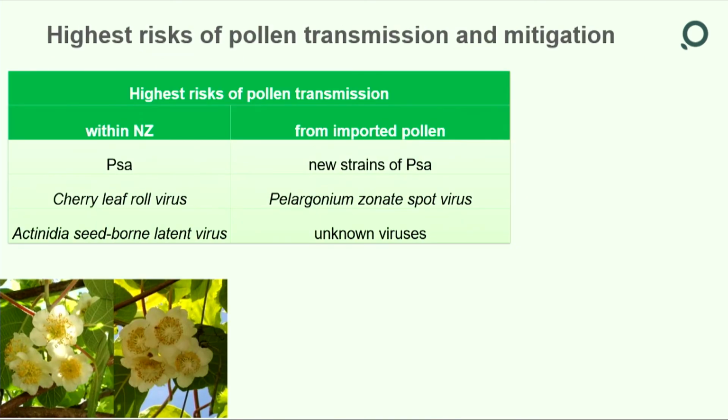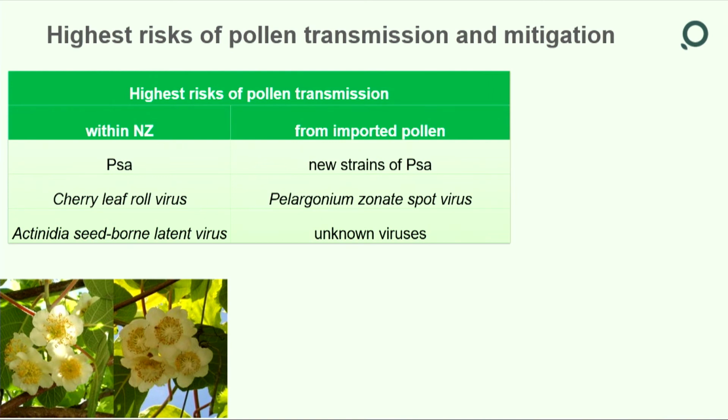So the highest risks of pollen transmission and mitigation, in my opinion, within New Zealand is PSA on orchards that don't have it, cherry leaf roll virus, and Actinidia seed-borne latent virus. Cherry leaf roll, if you remember, causes deformation of fruit, and so that could be economically important. But the symptoms of Actinidia seed-borne latent virus are mild, as far as we know, but it's only just been discovered. From imported pollen, the highest risks are for new strains of PSA.